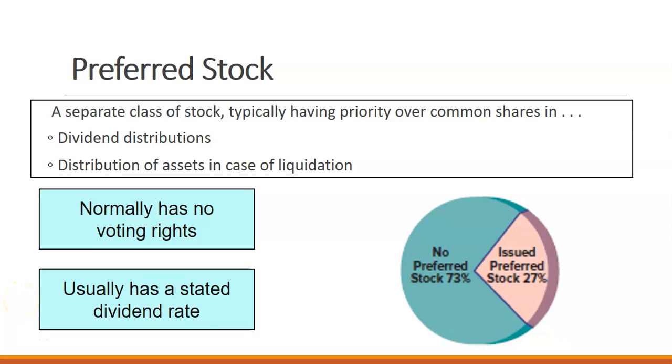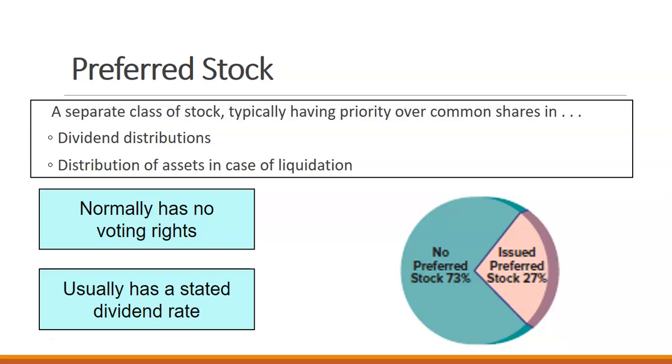Next thing that we're going to talk about in this chapter is preferred stock. Preferred stock is a different class of stock than common stock. Preferred stock has a little bit different rules than common stock. One of those is that they normally have zero voting rights. So the common stockholders are the voters, and preferred stock doesn't have voting rights. They usually have a stated dividend rate that we pay out to preferred stockholders.